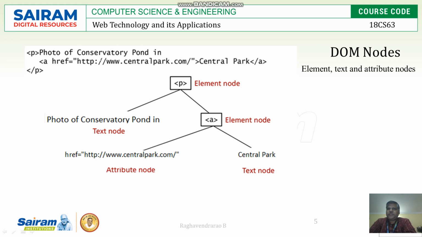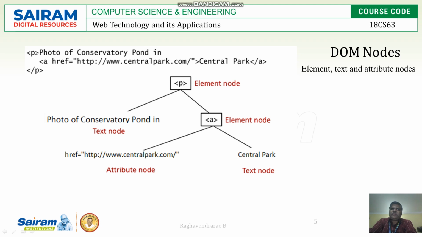Here is the example. So paragraph is there. The photo of the conservatory pond in anchor tag, href, HTTP. So this Central Park is there. So this is the path that is being given. This is a Central Park. Anchor tag closes here. Then paragraph closes. In this one, all the element, text and attribute nodes have been discussed.